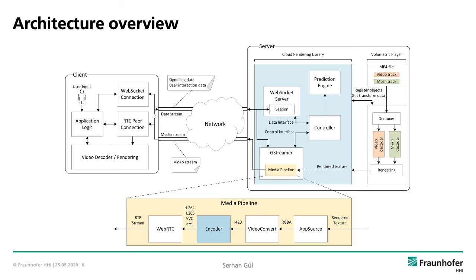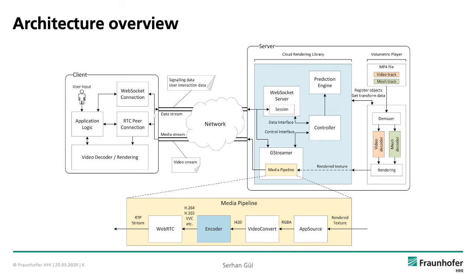If we look at the client, we can see that the client is much simpler. Basically, before the streaming session starts, the client establishes a WebSocket connection to the server and asks the server to send a description of the rendered scene. The server then sends a list of objects and parameters which can then be updated by the client.